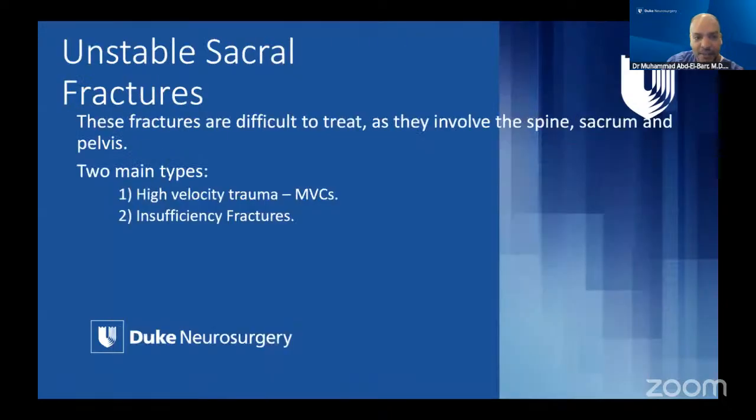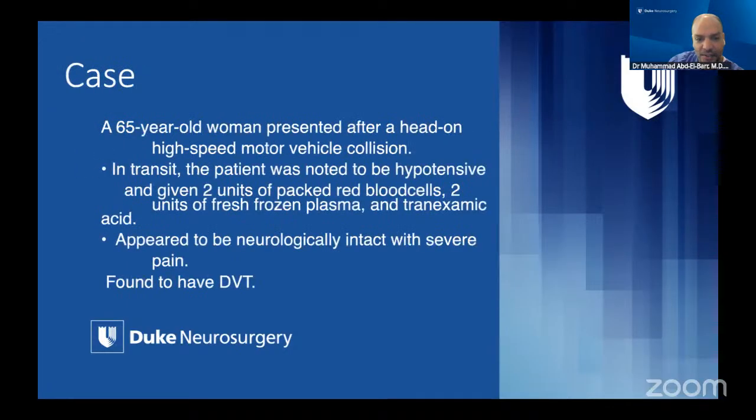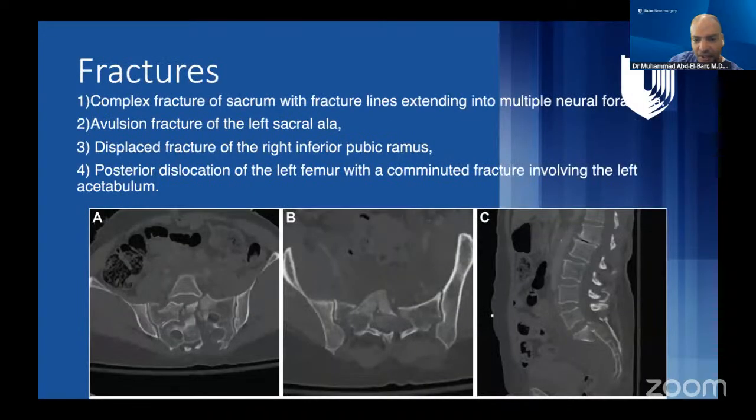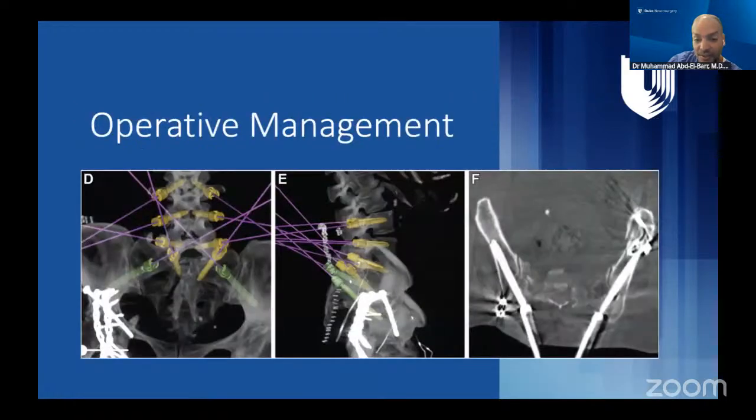How about unstable sacral fractures? We see these in high velocity trauma, or now we see a lot of elderly people with insufficiency fractures. So here we have a patient who had a large MVC. You can see here very comminuted sacral fracture. What are you going to do with this patient? She has a DVT. You don't want to do open case because you want to put her on blood thinners, and so on. So we can do this surgery again completely percutaneously.